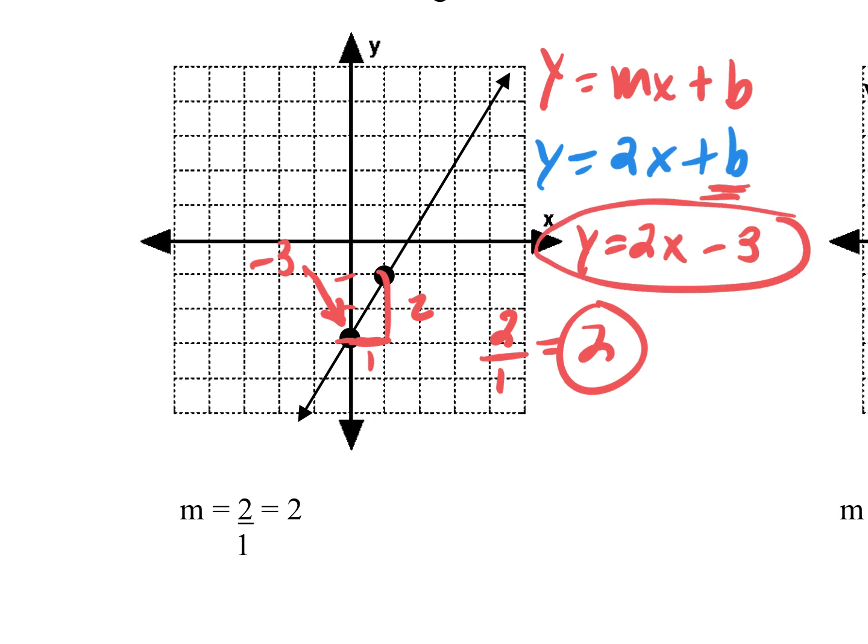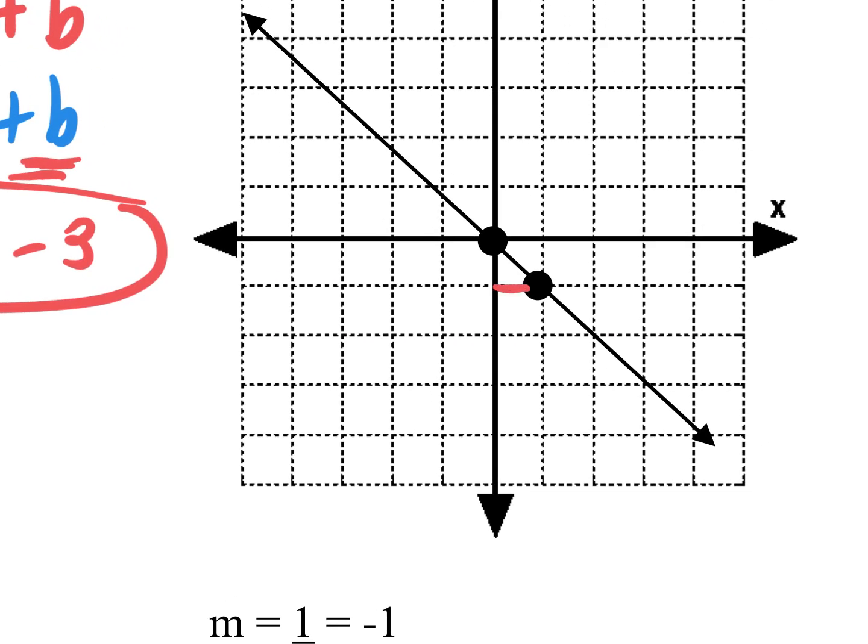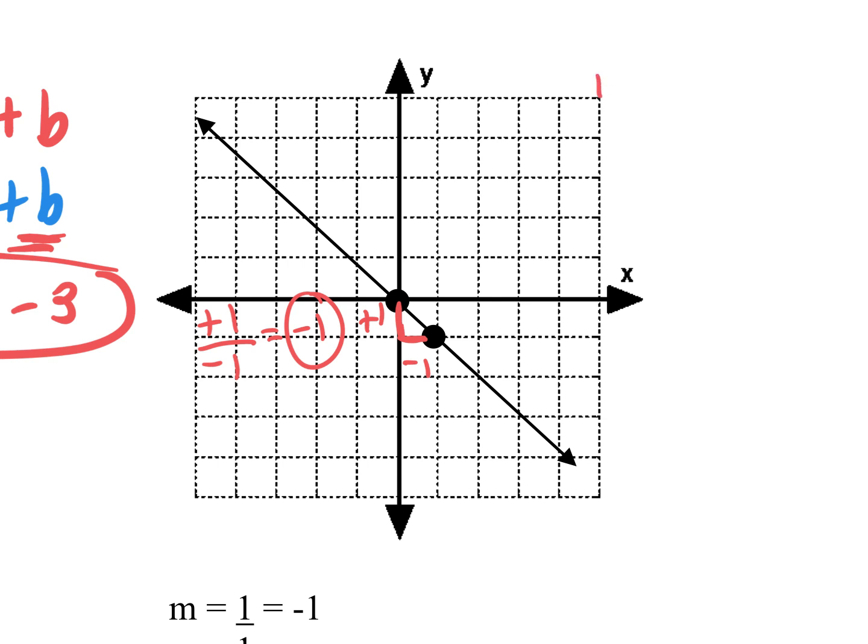All right, let's do it again. Look at this line. We're going to go over 1, but we're going backward, so it's going to be negative 1. All right, we're going backward. And then up, we're going to go up 1. So it's going to be positive 1 over negative 1, which is negative 1. That's the slope. So writing the equation of the line, it would look like this. Y equals mx plus b. We'll write in the negative 1 for the slope. Y equals negative 1x plus b.